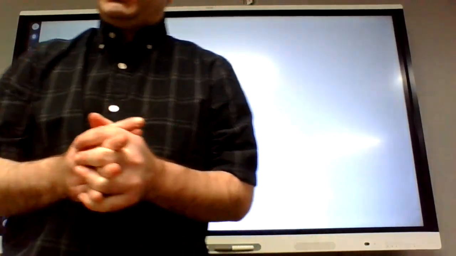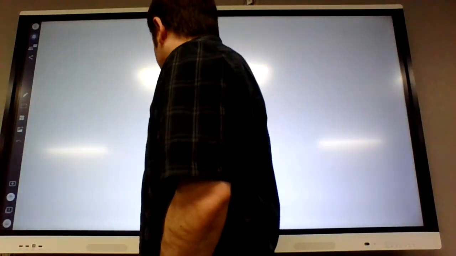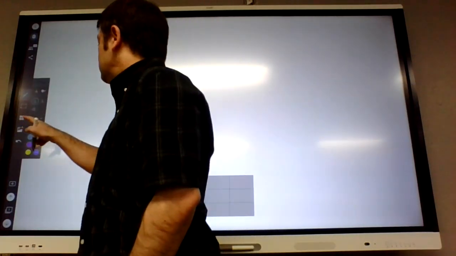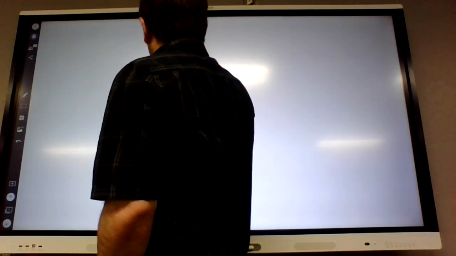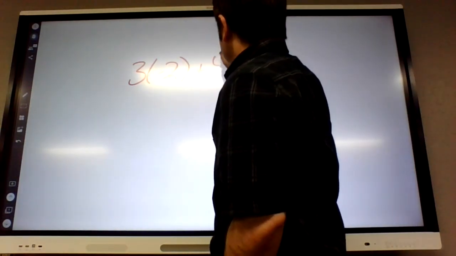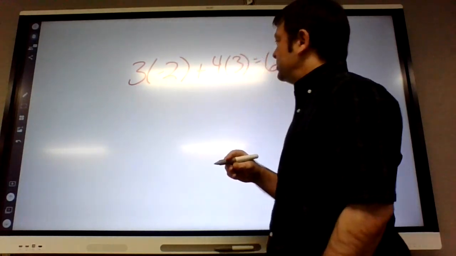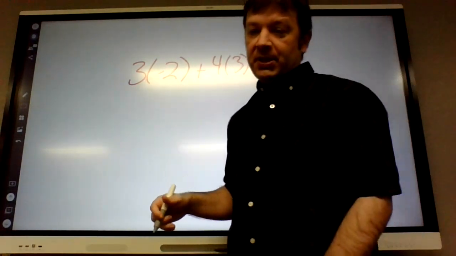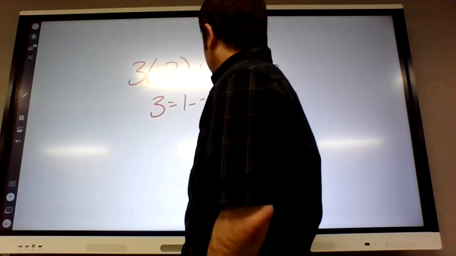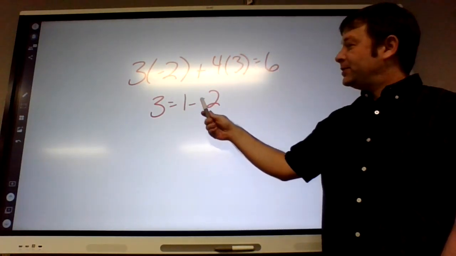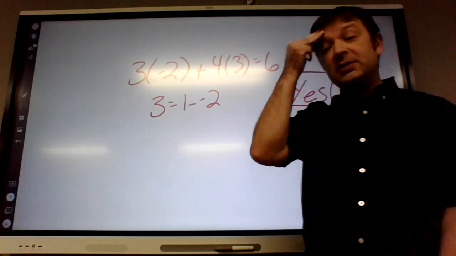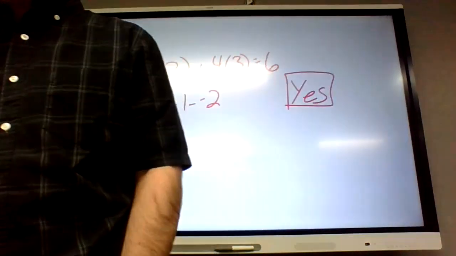So number one, if we plug in negative 2, 3, we get 3 times negative 2 plus 4 times 3 equals 6. That was negative 6 plus 12. Does that equal 6? Yes. Then if we plug in 3, negative 2, and the other one, 1 minus negative 2, yeah, that does equal 3. So both of those are true, so that means, yes, negative 2, 3 is a solution for the equation.